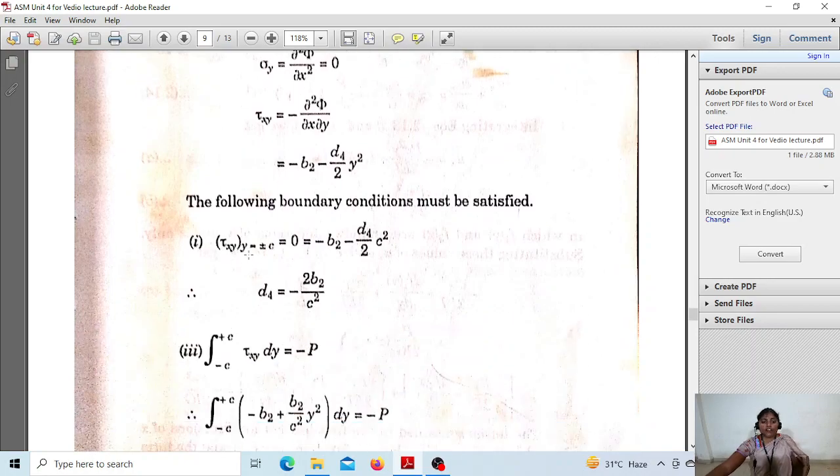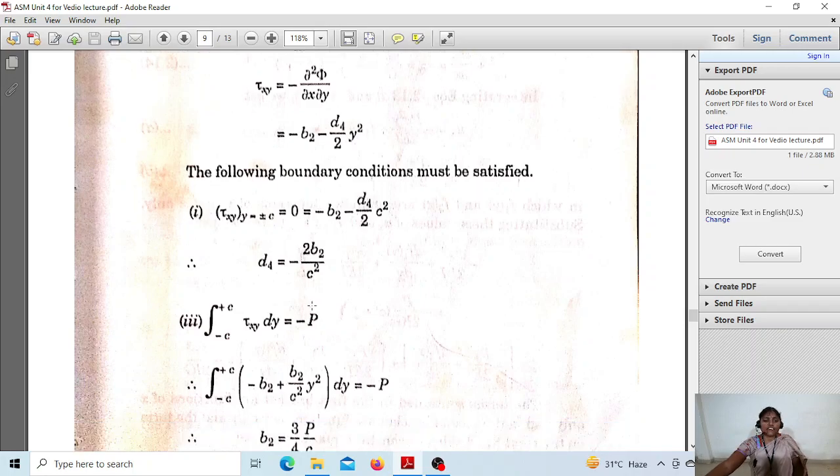Now tau xy at y equal to plus or minus c is equal to 0. You substitute the condition: 0 is equal to tau xy, which is minus b2 minus d4 by 2 y square. But instead of y you have to substitute c, because tau xy at y equal to plus or minus c is 0. Then you solve this, and you will get d4 equal to minus 2 b2 by c square.